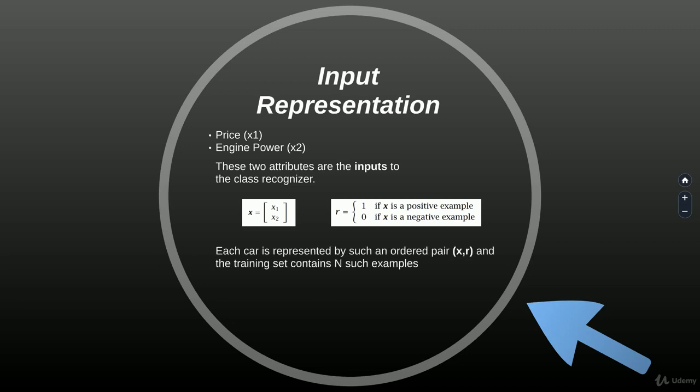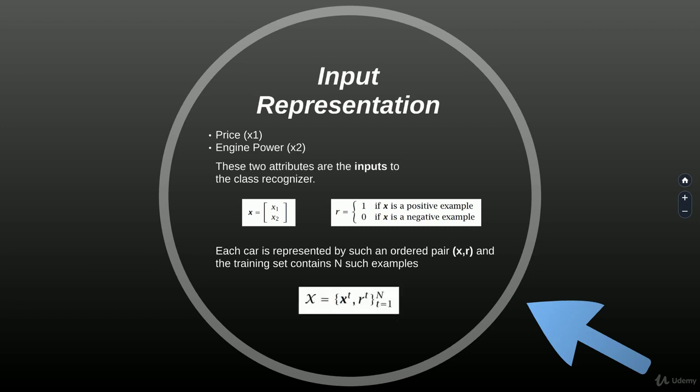So in our input representation, each car is going to be represented by an ordered pair x and r, where both x and r are vectors, and the training set is going to contain n such examples of these. So we could have any number, the more the better.